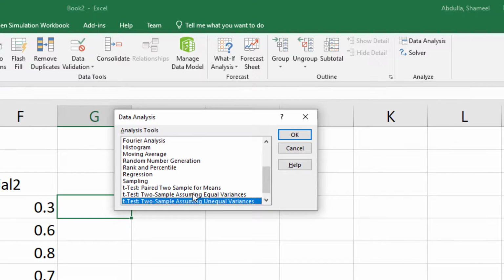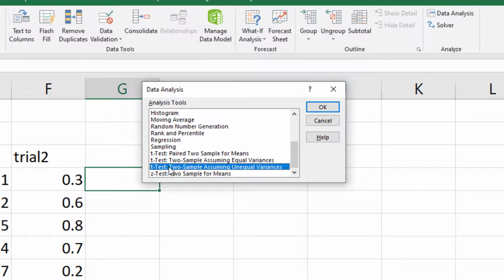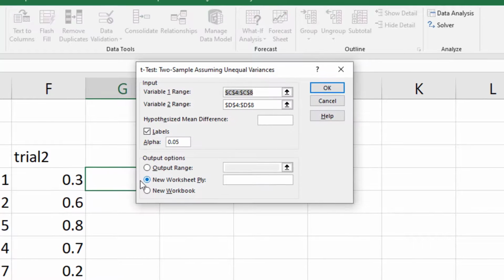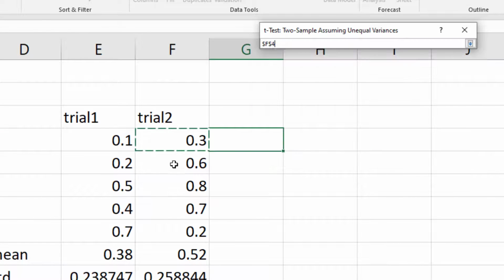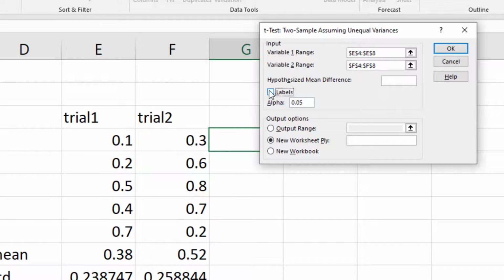So click on it and select the last t-test option, the two-sample assuming unequal variance. Click OK, and then select your ranges. So variable 1, these are the 5 data points, and then variable 2, these are the 5 data points, and yeah, make sure you do not select the labels. And you can set your confidence levels over here.